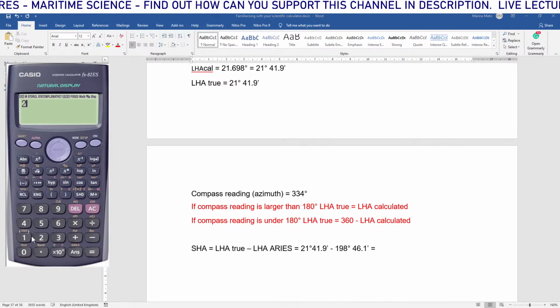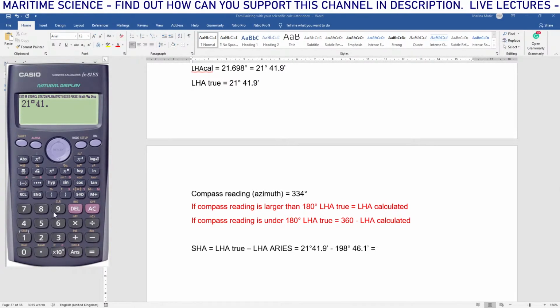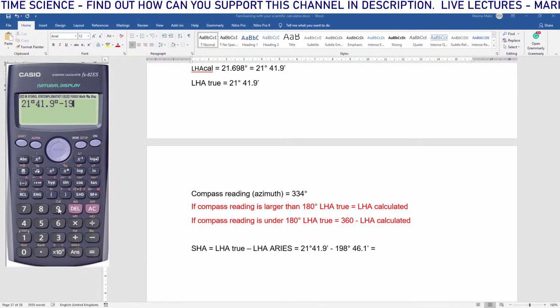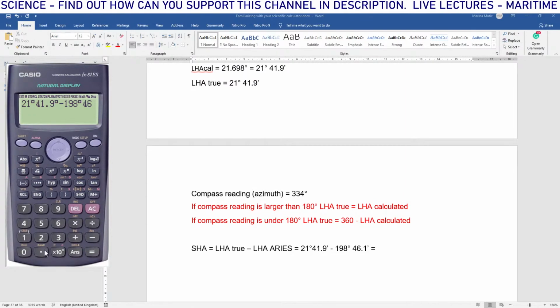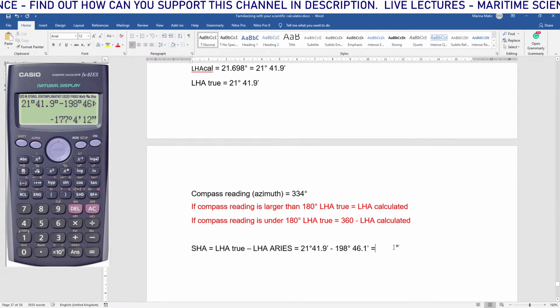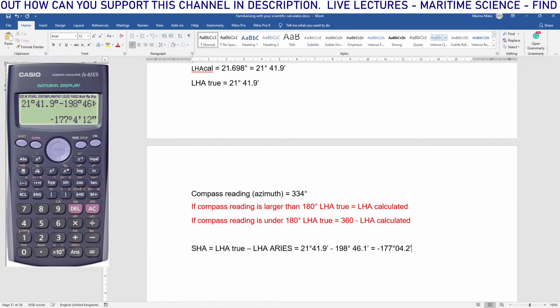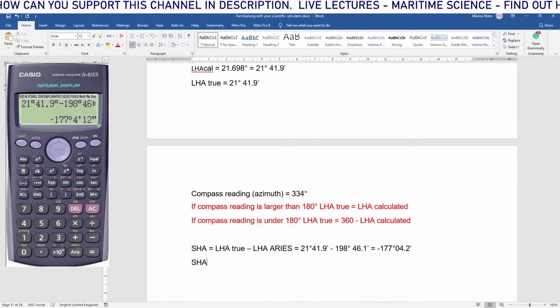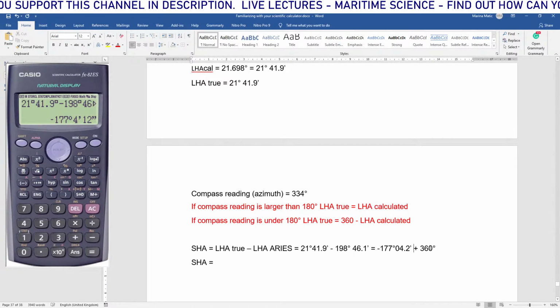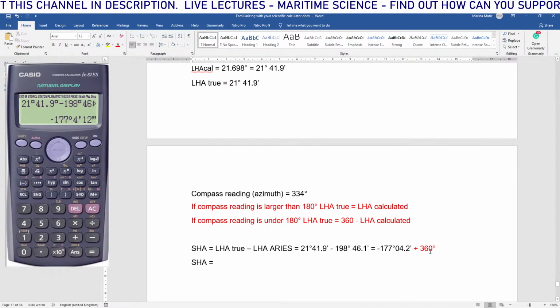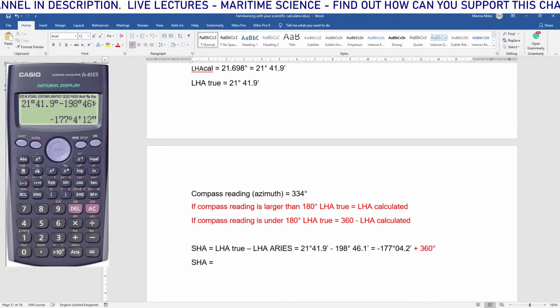And once we subtract this 21 degrees, 41.9 minutes minus 198 degrees, 46.1 minutes, we're going to get negative numbers. So minus 177 degrees, 4.2. Now, sidereal hour angle cannot be negative. And because it cannot be negative, we need to add 360 to this one. So that is just the general rule for angles. They cannot be negative. So hour angle, bearing, course, bow angle, they cannot be negative. They need to be between 0 and 180 for bow angle, or 0 to 360 for courses, azimuths, and hour angles.